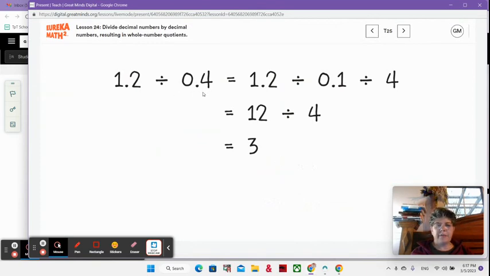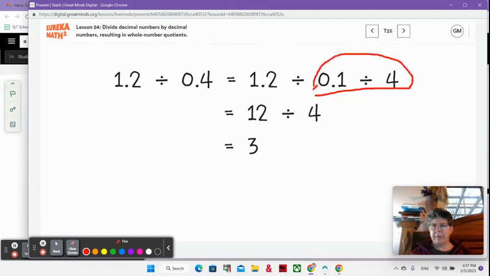1 2/10 divided by 4/10 equals 1 2/10 divided by 1/10 divided by 4. Okay, this is another way to do it, and something to notice, right? What do you see here? 1 2/10 divided by 4. Okay, that's the same as 4/10. So they're just breaking it up. 4/10 is the same as 1/10 divided by 4.